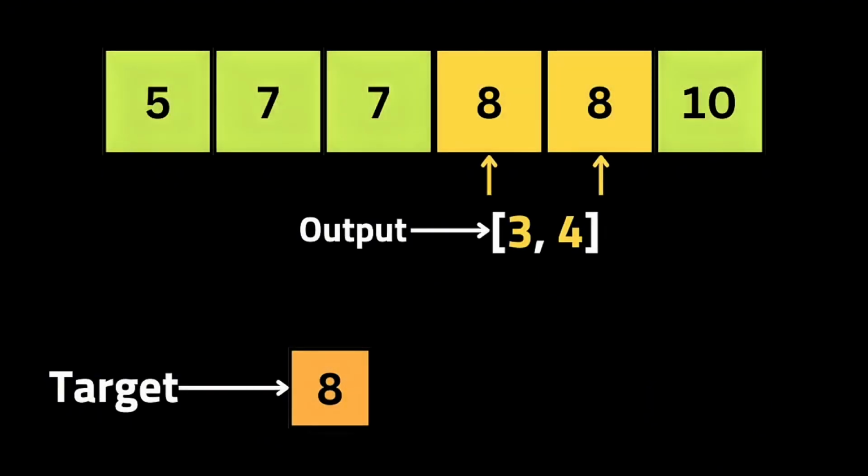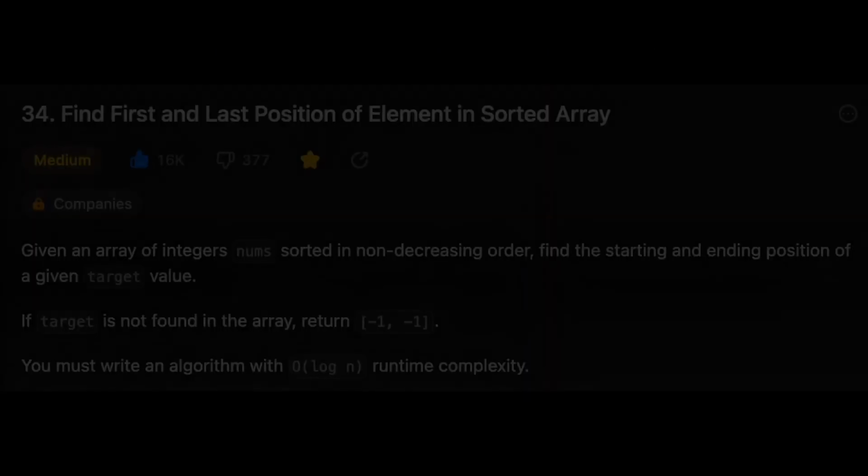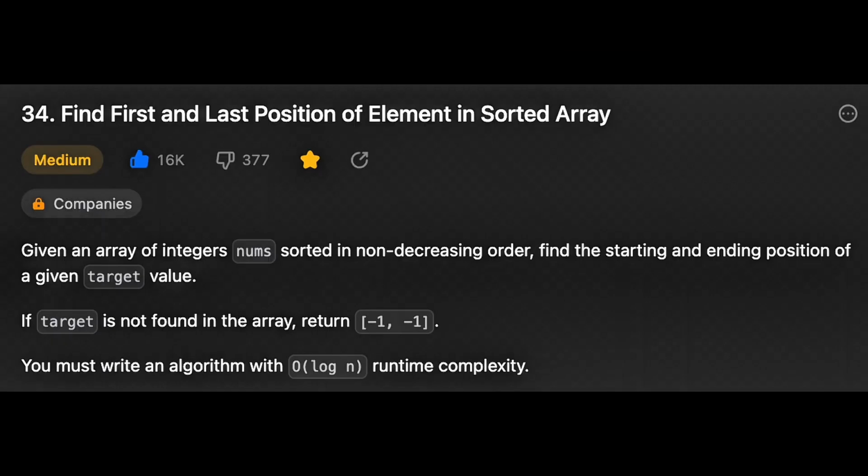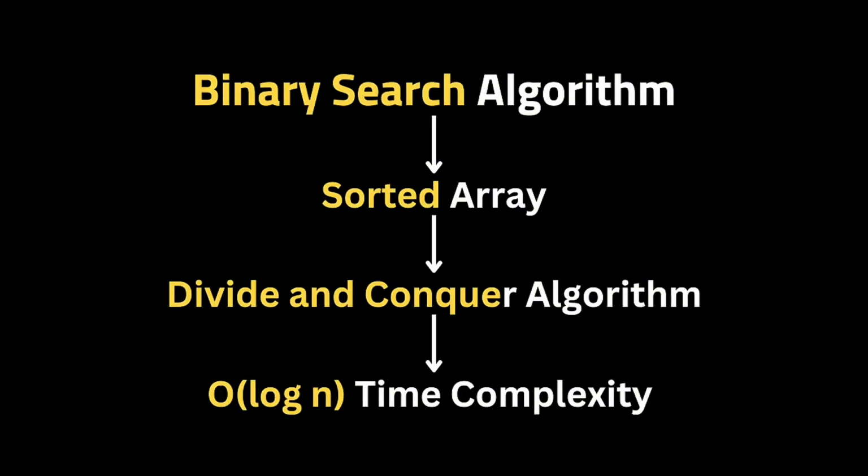For example, if we have this input sorted array and a target integer of 8, the result will be indices 3 and 4. This means the starting position is 3 and the end position is 4. So in detail, we know that the array is sorted and we know that the input is an array. The best technique to solve this problem is by using the binary search algorithm.